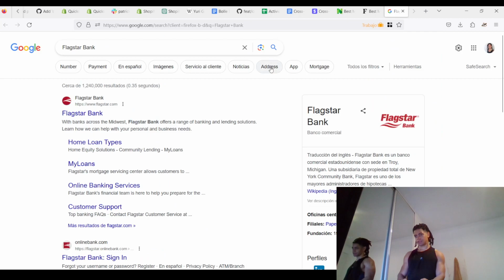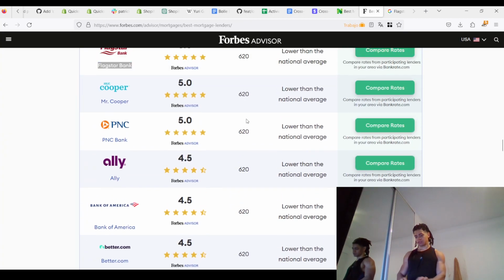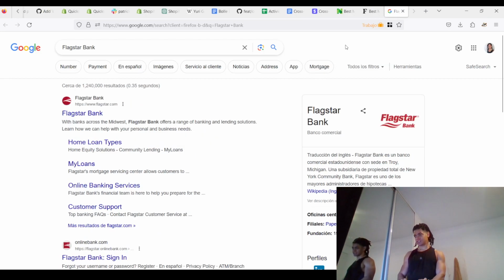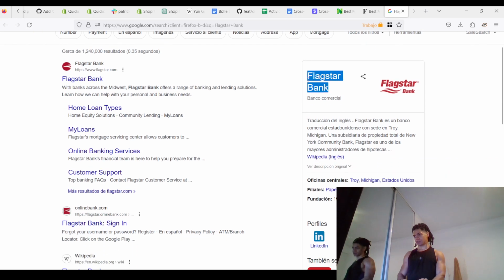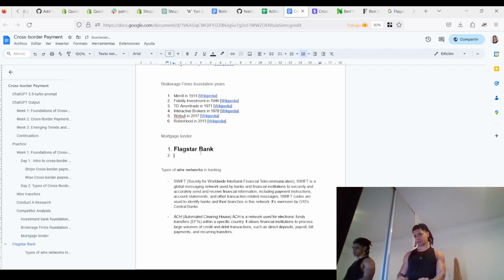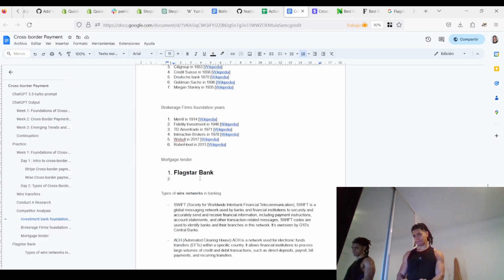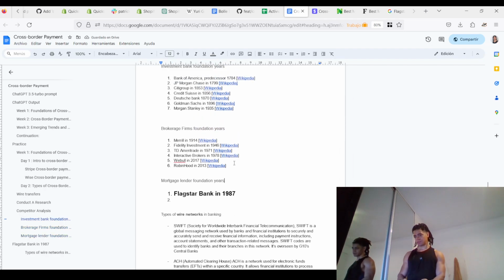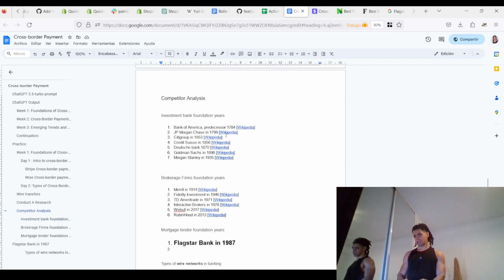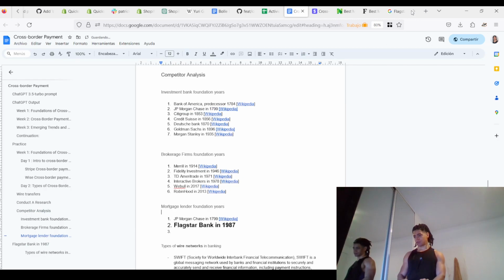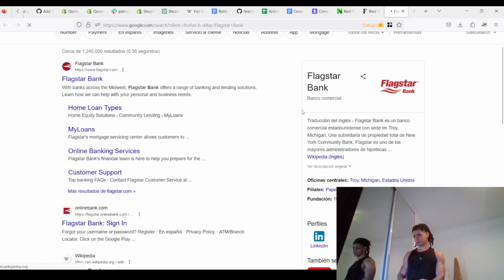Guaranteed Rate. So Flagstar Bank is one of them. Chase Bank, or JP Morgan Chase, you know, and Flagstar Bank. When was it founded? Flagstar Bank, founded in 1987. Foundation years: Flagstar, JP Morgan. So all of these are newer banks here in Michigan.